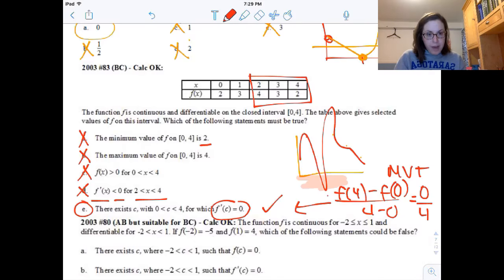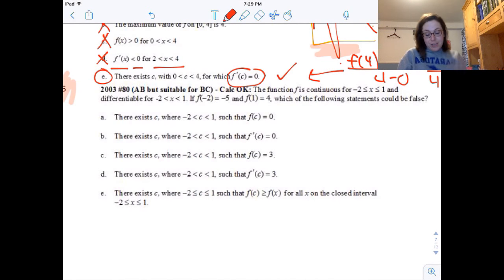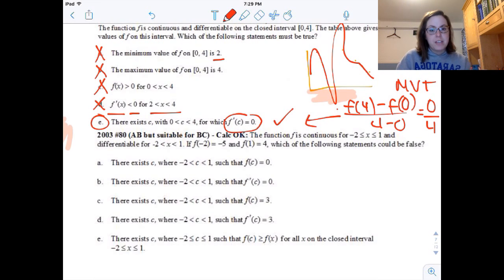Okay. Let's look at another one. These tend to be tricky, especially when they all look the same. So F is continuous and differentiable. F of -2 is -5. F of 1 is 4. Which statement could be false? If you're asked which is false, it might help you to think about what do I know is true, right? So here's what I know.